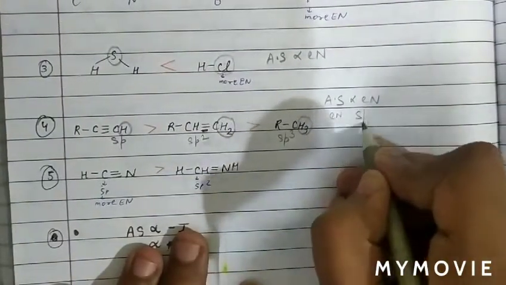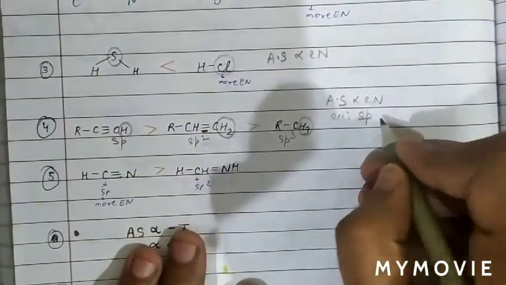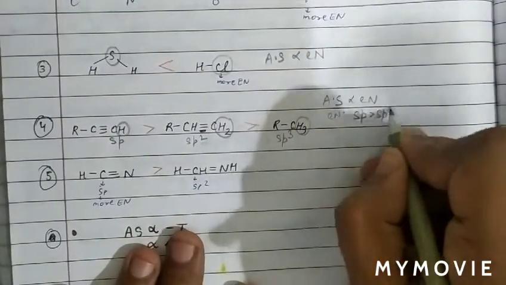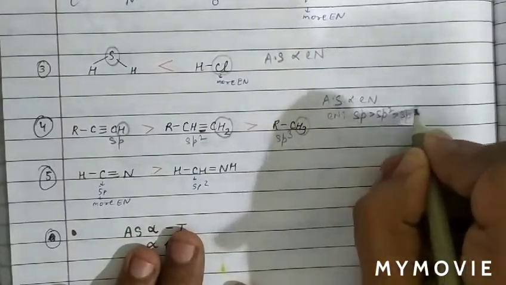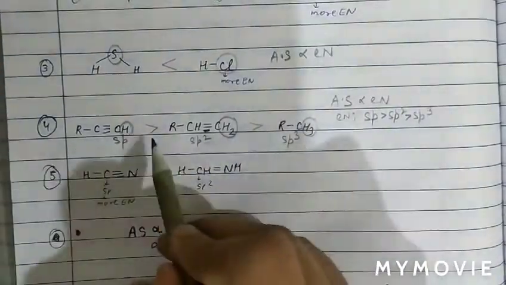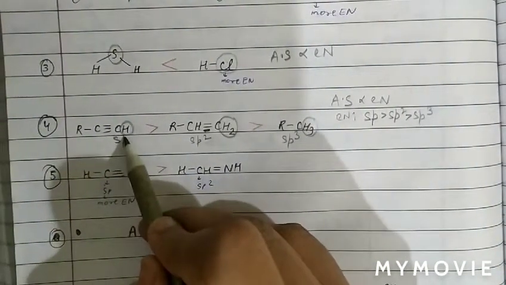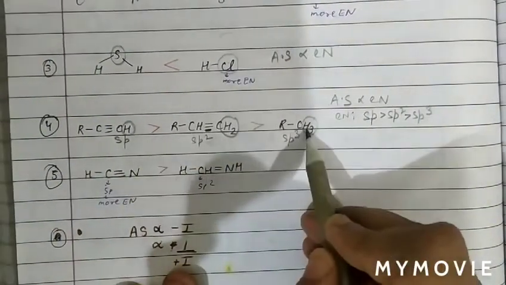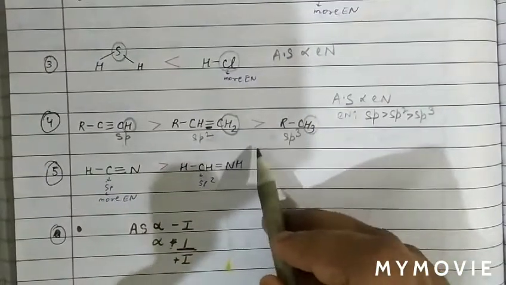So we will decide the acidic strength on the basis of electronegativity, and we know the electronegativity of sp hybridized carbon is more than sp2 than sp3. Therefore we can say the acidic nature of alkyne is more than alkene and then alkane. Now see the next question.